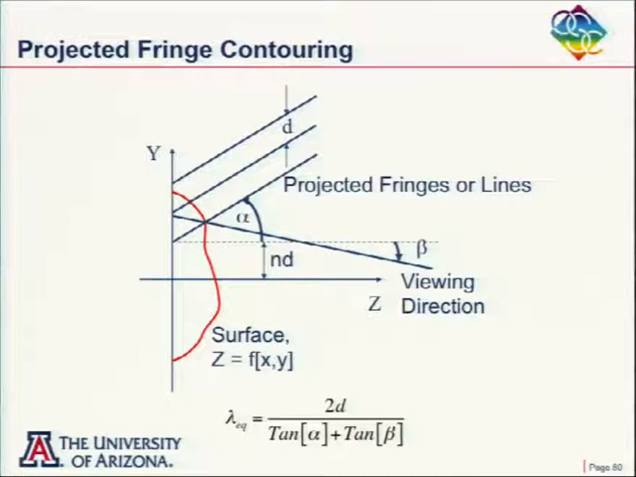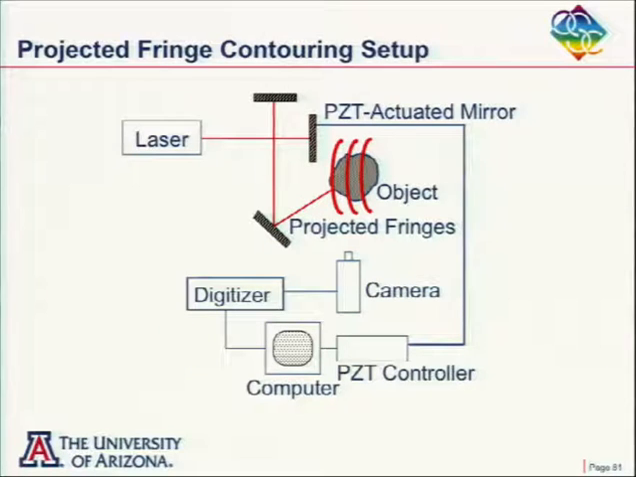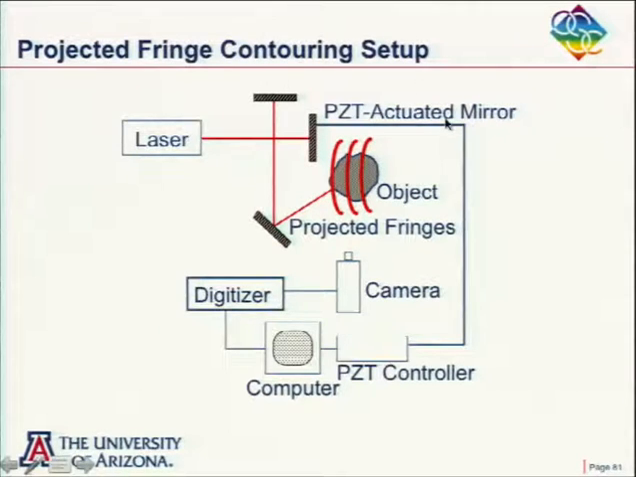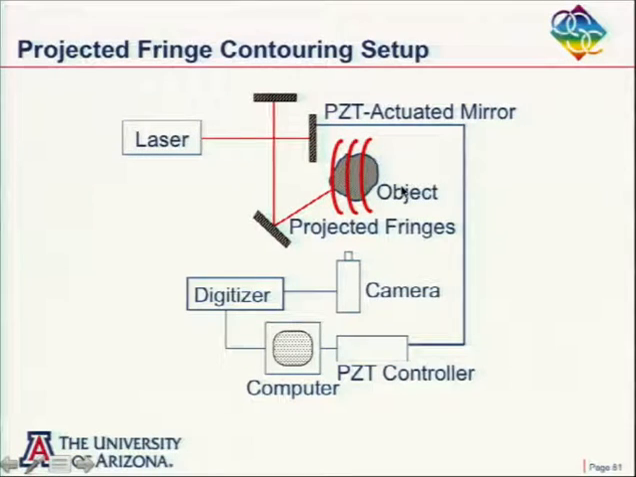Okay? So how can I make a system here? I mean, lots of ways of doing it, but I'll just show one. I could produce these lines by interfering two beams of light, and I'll have interference fringes. And I'm going to project these interference fringes on whatever it is I'm trying to measure here.